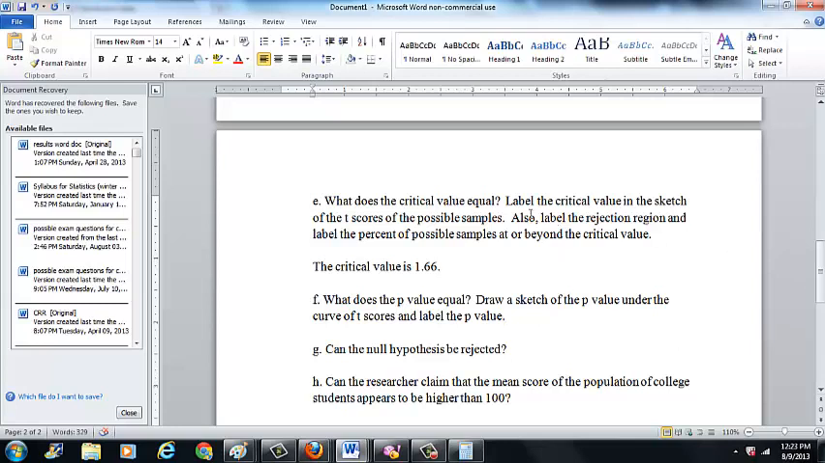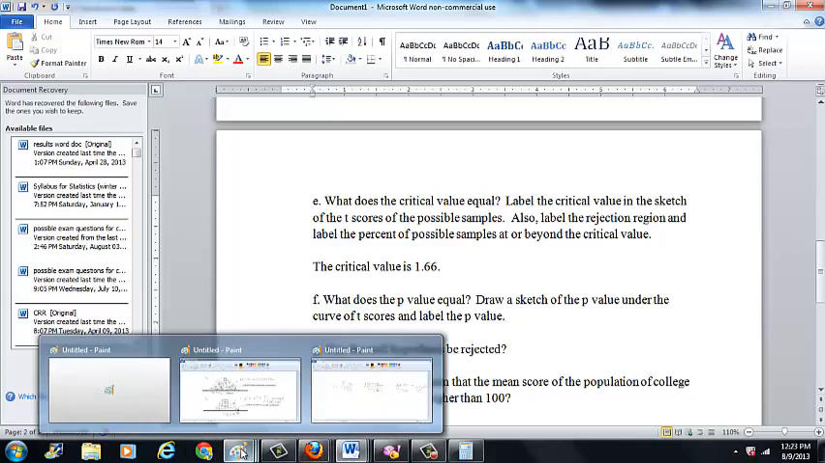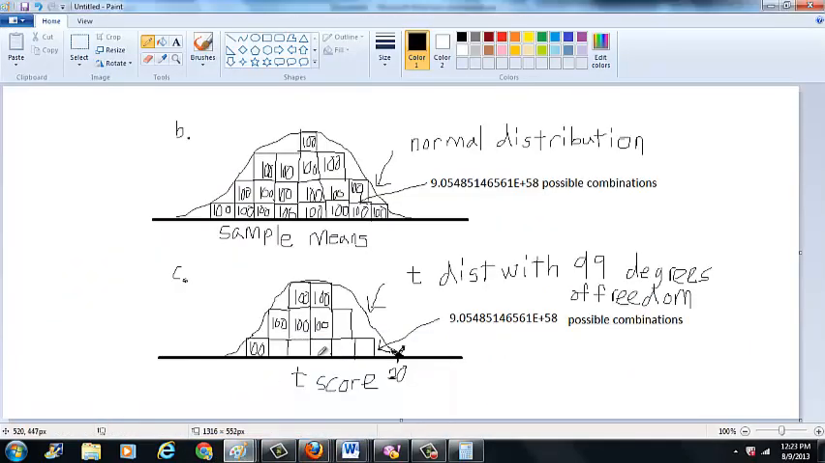What else does it say? Label the critical value in the sketch of the t-scores. 0 is in the middle right here. 1.66 is a little bit higher than 0. So 1.66 would be about right here. Or maybe a little bit higher. Maybe right here.